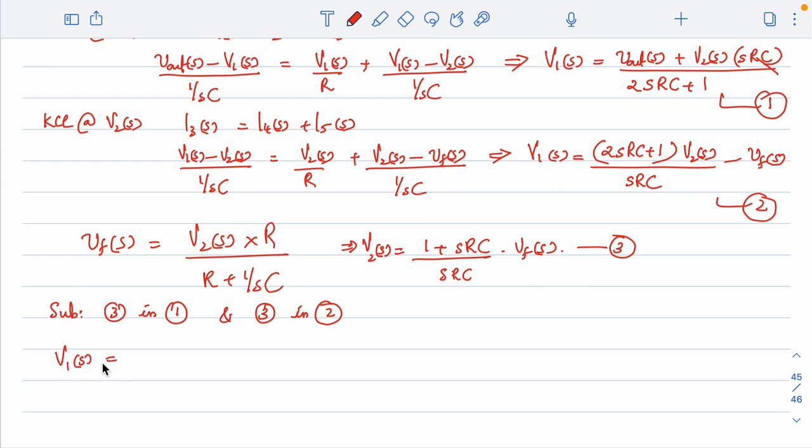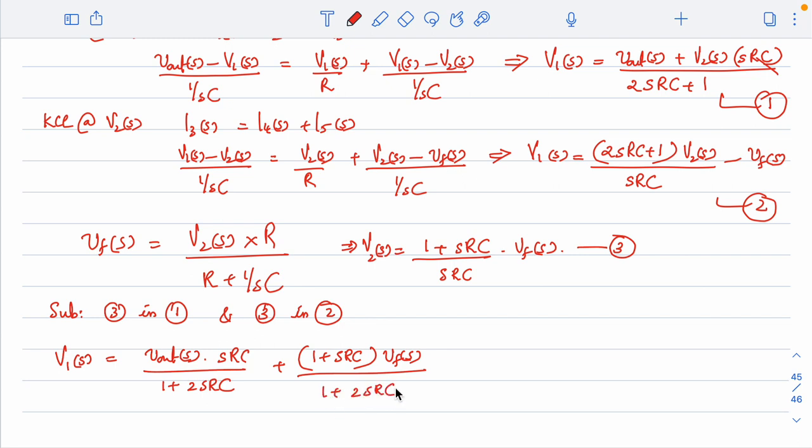One is for V1 of s. I am just dividing the denominator. So V out of s divided by, into SRC divided by 1 plus 2 SRC, plus 1 plus SRC into Vf of s divided by 1 plus 2 SRC. So what I have done is, I substituted the value of V2 back in expression 1, and then I just avoided the intermediate step. You can try this, you will get this. Similarly, this will give you this.